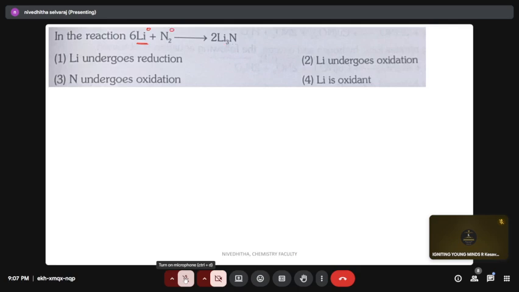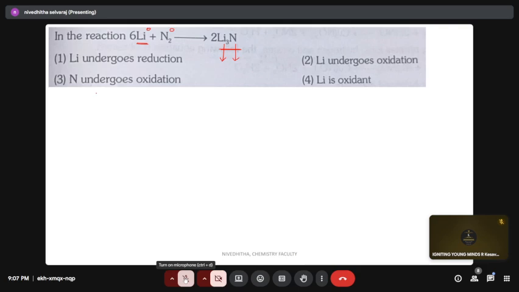In this lithium nitride, you have to find the oxidation state of both lithium and nitrogen. See, this is a compound, and the total charge is zero, but each lithium and nitrogen has its own charge. How to find that? Either you have to know the oxidation state of lithium or of nitrogen, right? See, where is lithium in the periodic table? Alkali metals, very good.